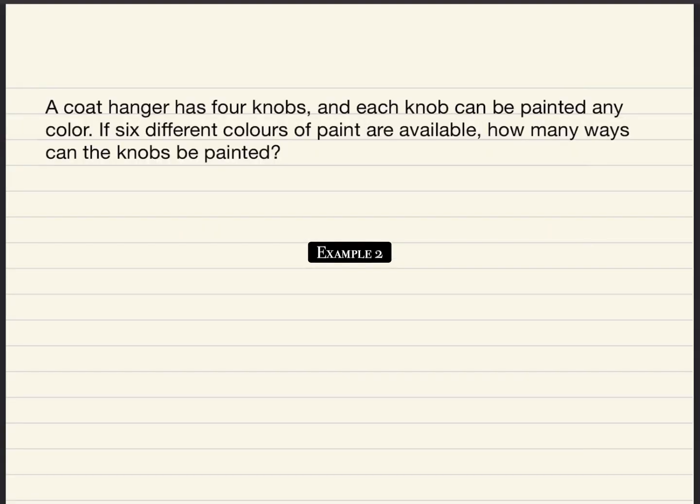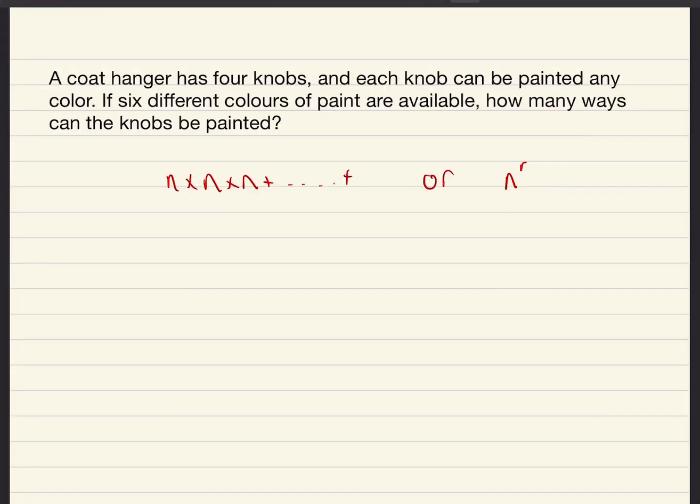A coat hanger has 4 knobs, and each knob can be painted any color. If 6 different colors of paint are available, how many ways can the knobs be painted? Now, because it doesn't say that the colors can't be repeated, we can assume that repetition is allowed. So we are also going to use N times N times N, etc., up to how many R's are chosen, or objects are chosen from this set, or the exponential version as well.